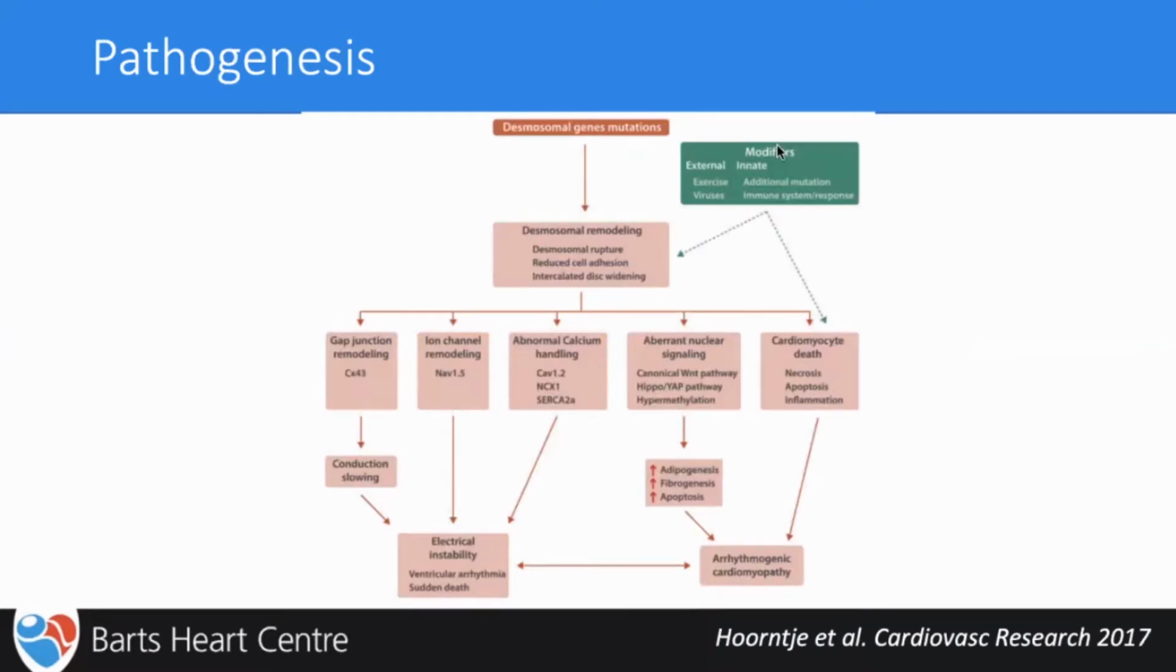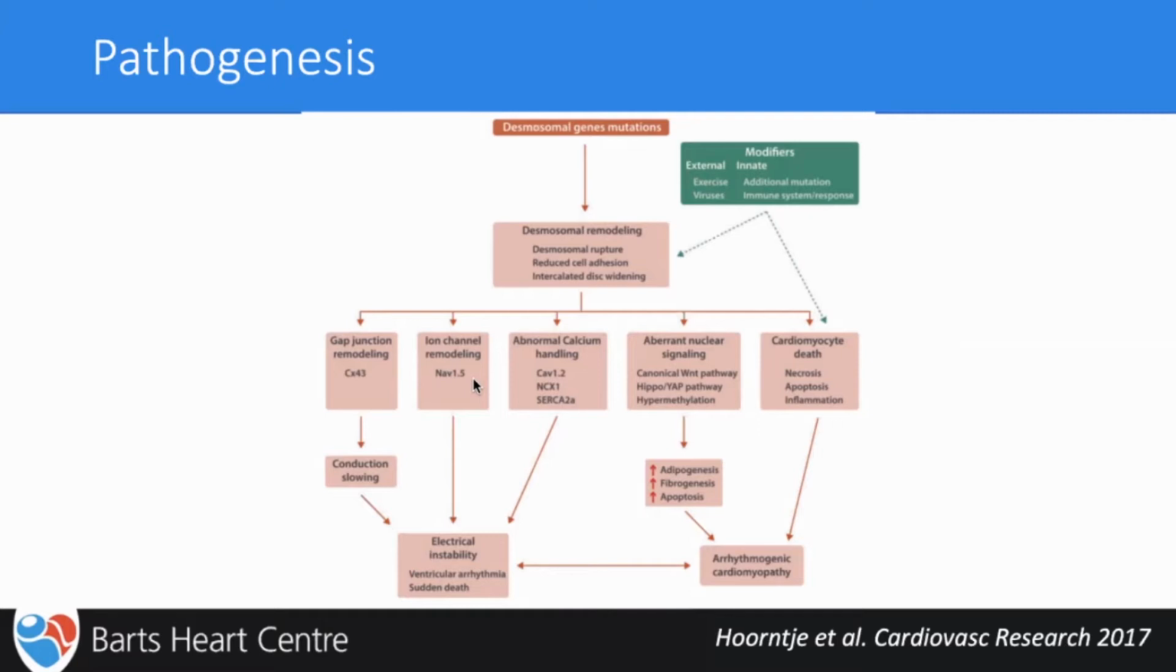So essentially, when we have a desmosomal gene mutation, there's a remodeling in the desmosome. There will be some disruption in the function. And as you remember, in the desmosome, there are quite a lot of other proteins and ion channels that play an important role, both in the electrical activity as well as in the contraction of the heart. And this changes a lot, and they can be remodeled when we've got a mutation. And in ARVC, a significant role will be played by external modifiers, such as exercise, as we discussed, potentially viral infection, the immune system, or the presence of additional mutations.